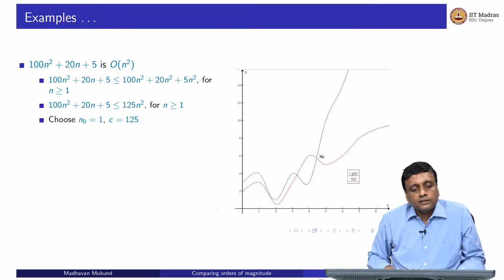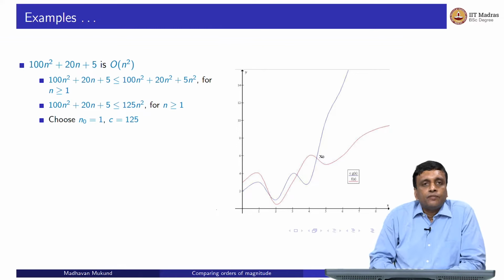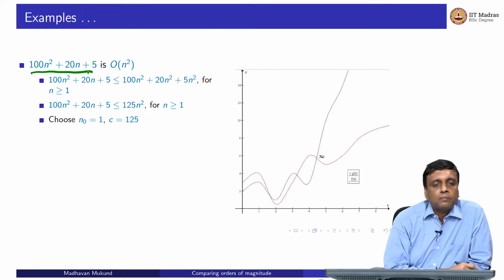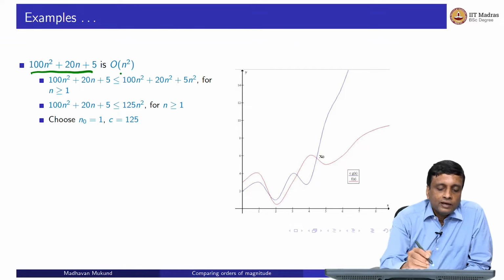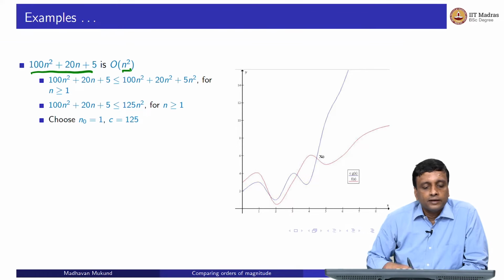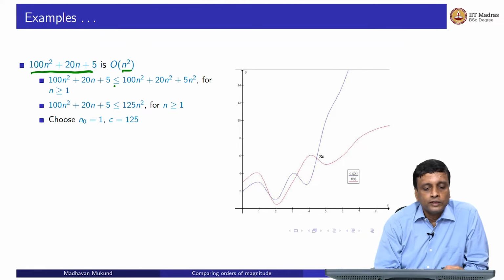Now let us look at something where both sides have the same kind of highest degree. So we have here a quadratic 100n squared plus 20n plus 5, this is our f of n, and we have another quadratic which does not have any coefficients, does not have any linear terms and so on, just n squared. But I still claim that 100n squared plus 20n plus 5 is big O of n squared. So again you can do a similar trick, you can convert all of these into n squared form.